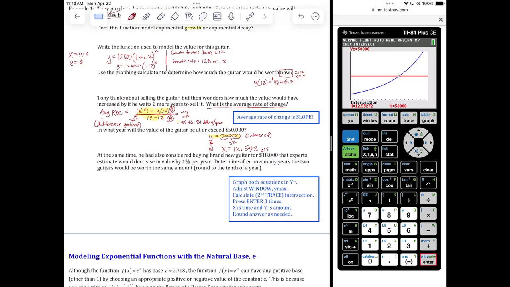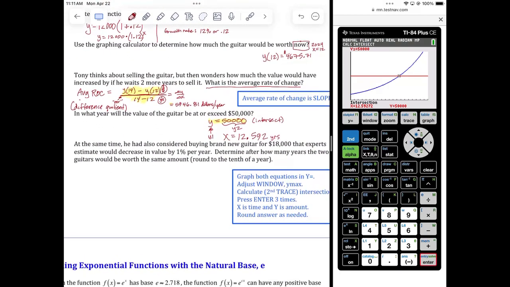Homes appreciate, like the original guitar. All right, the second guitar is going to decrease in value by 1% per year. Determine after how many years the two guitars are going to be worth the same amount. All right, so what do I need to do first to determine when they're going to be the same amount? Do I need the equation for the second guitar?